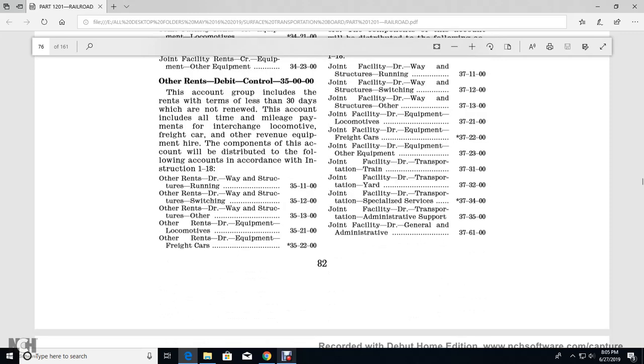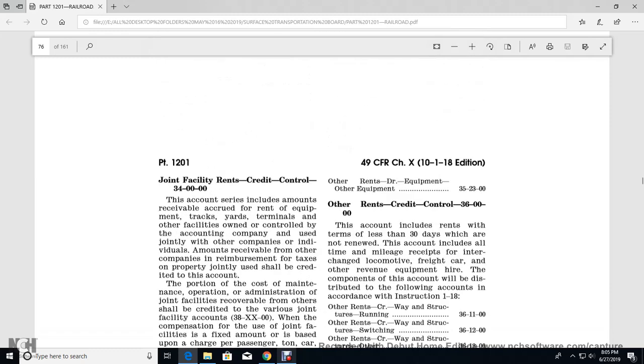Other rents for the DR way and structure, for the running; other rents for the DR way and structure, for the switching; other rents for the DR way and structure, other; other rents for the DR equipment, the locomotive; other rents for the DR equipment, the freight cars; other rents for the DR equipment, the other equipment.